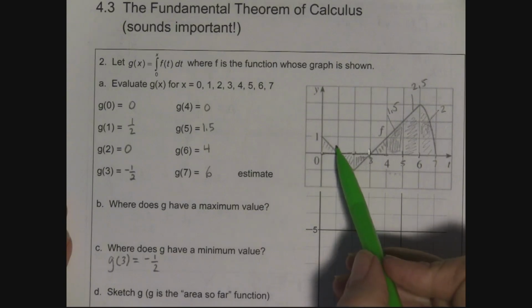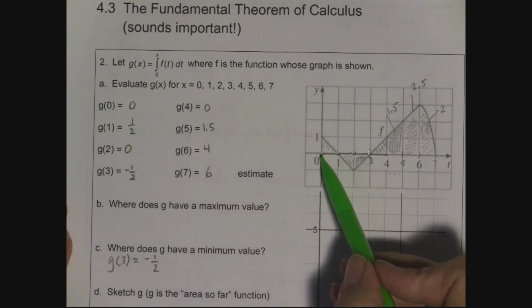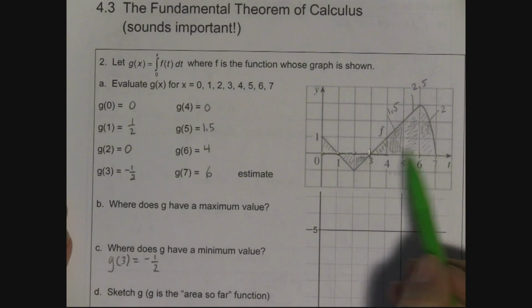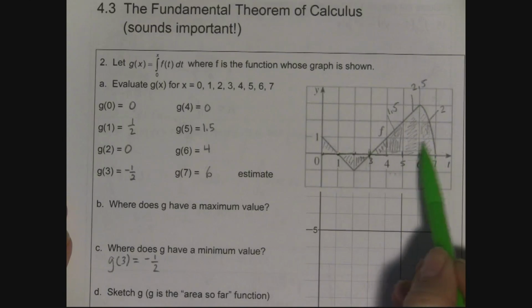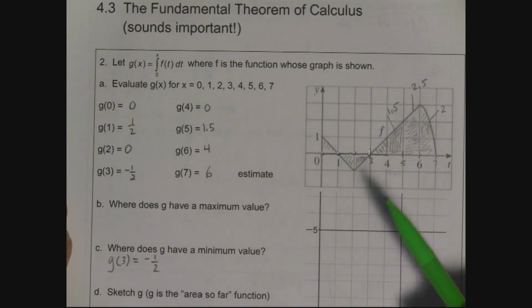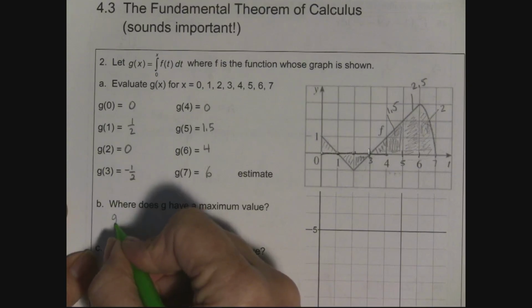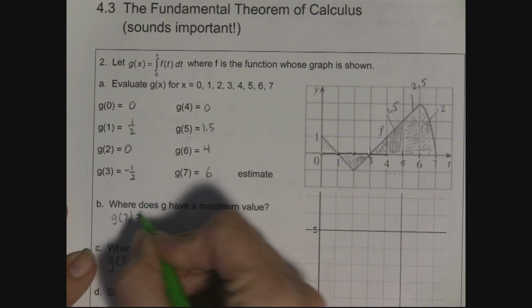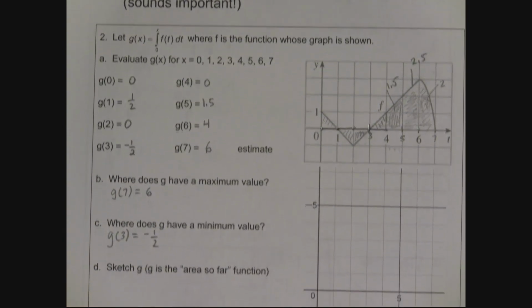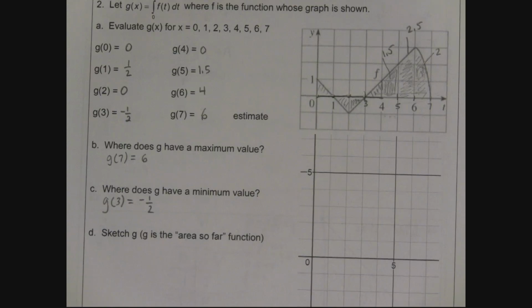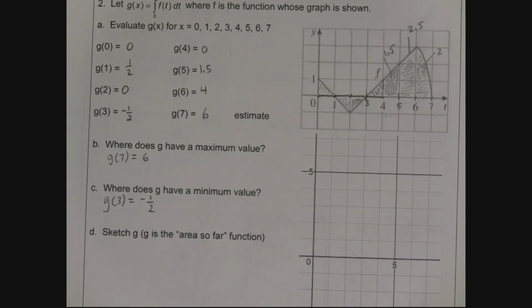And you can kind of see that, and remember, we have to go 0 to, so definitely 0 to 7, because this area just gets bigger and bigger. So G at 7, which we estimated to be 6. And then they wanted us to sketch G, which is the accumulation function.